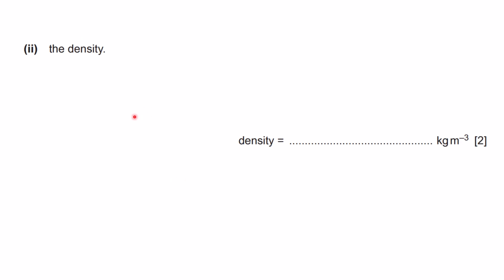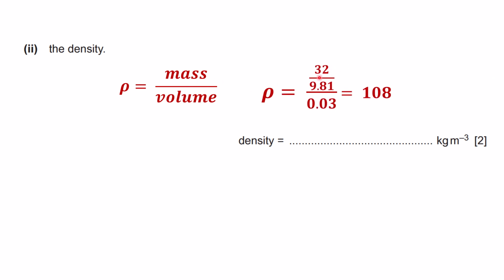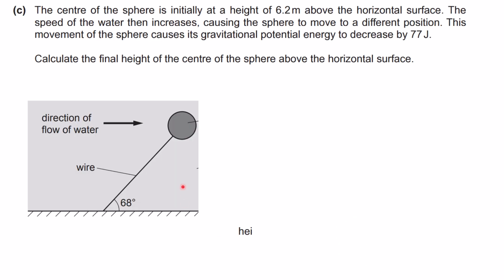Now it's asking to find the density of the sphere. So we're going to use the same formula, of course, but the mass here will be the 32 newtons, which is the weight, divided by 9.81, divided by the volume of the sphere that we just calculated, and the density is 108 kilograms per cubic meter. Now things go a little bit wild.